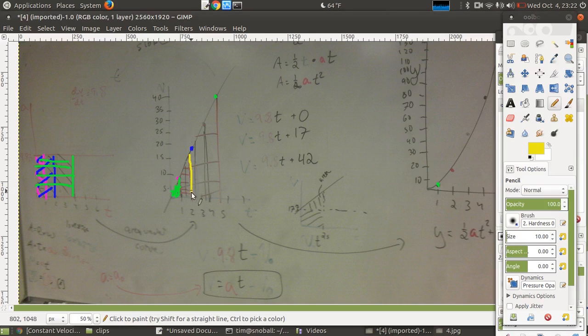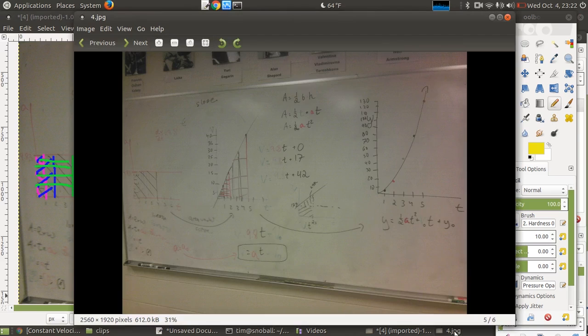Up to 2, we'd have a larger triangle, and that would be this area. We could keep plotting, and we would actually see the parabola that we know to be true from the equation y equals 1/2 at squared plus v0 t plus y0.